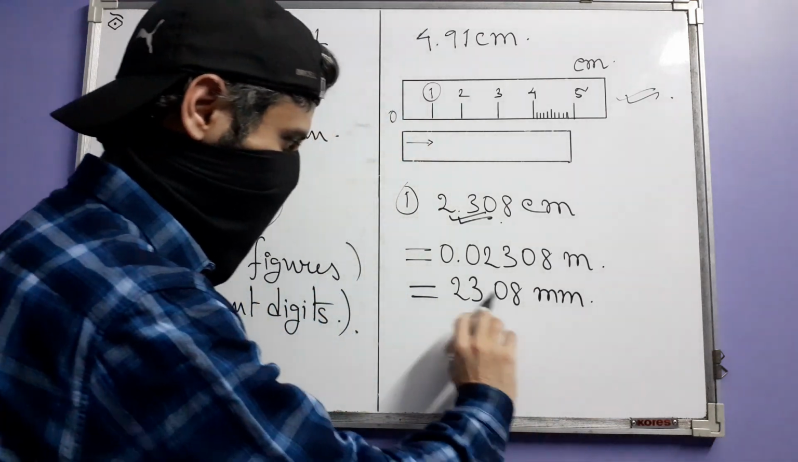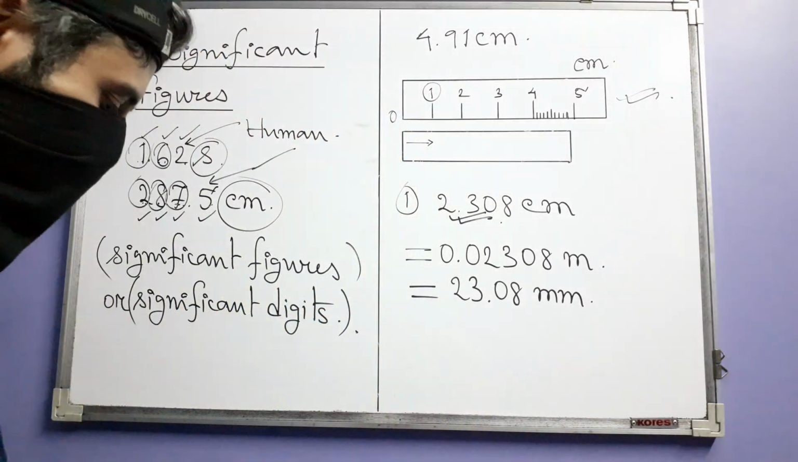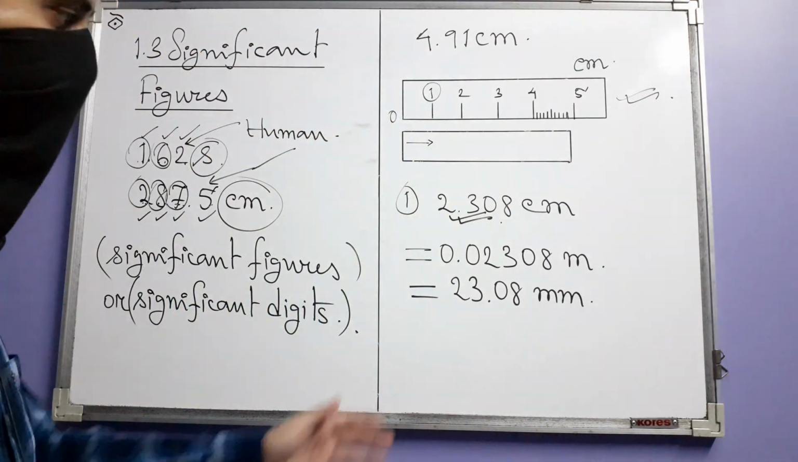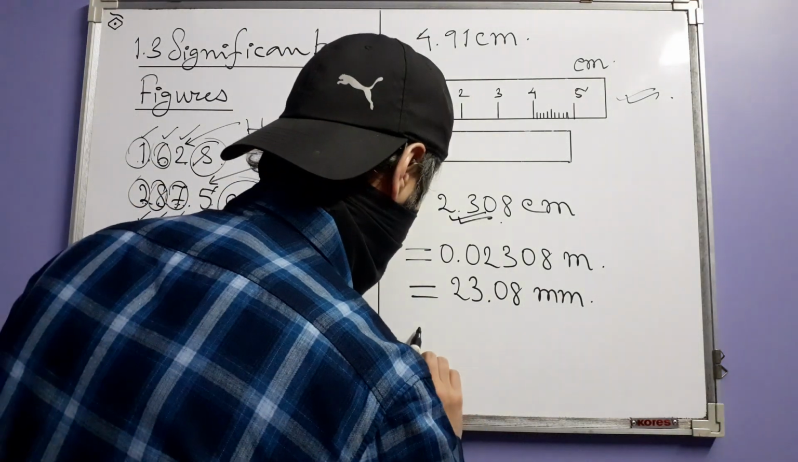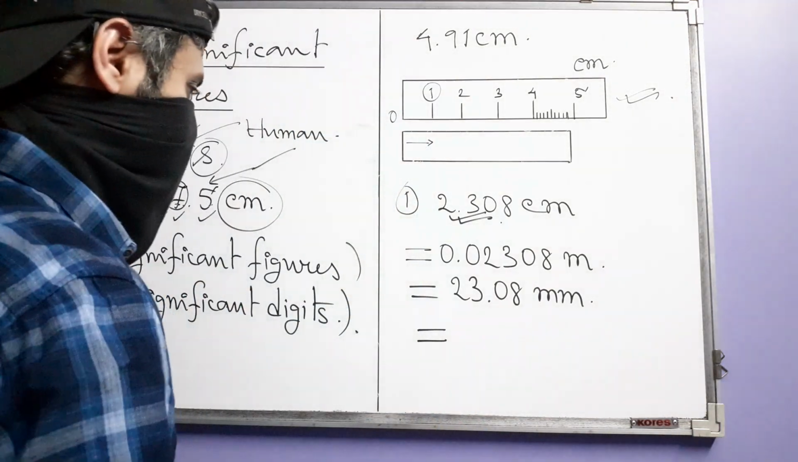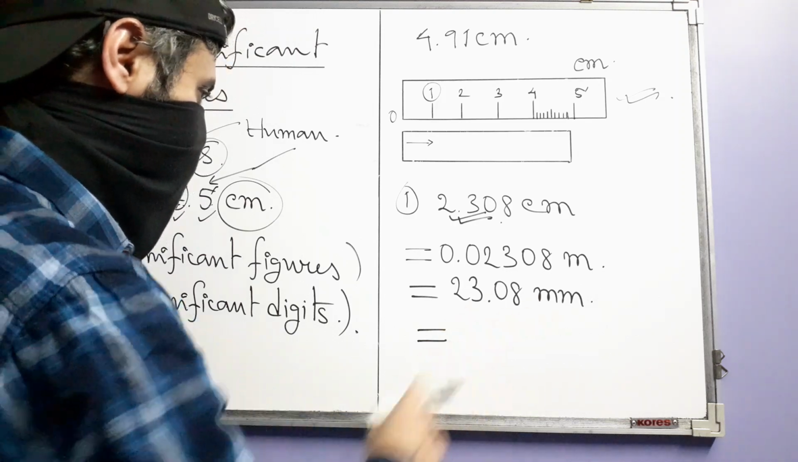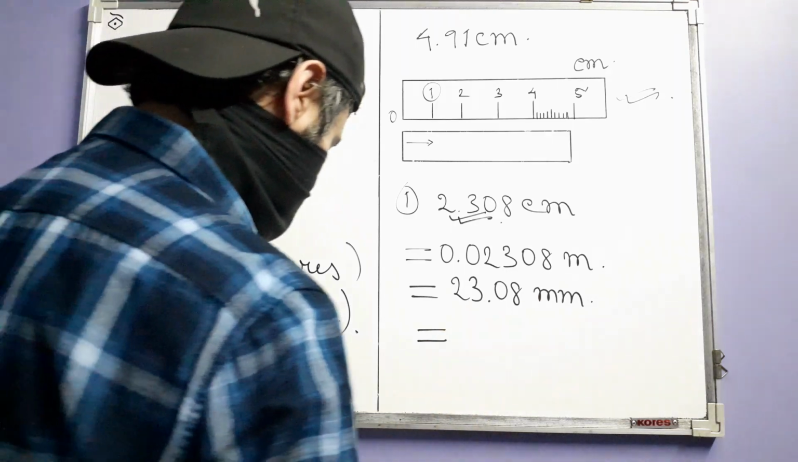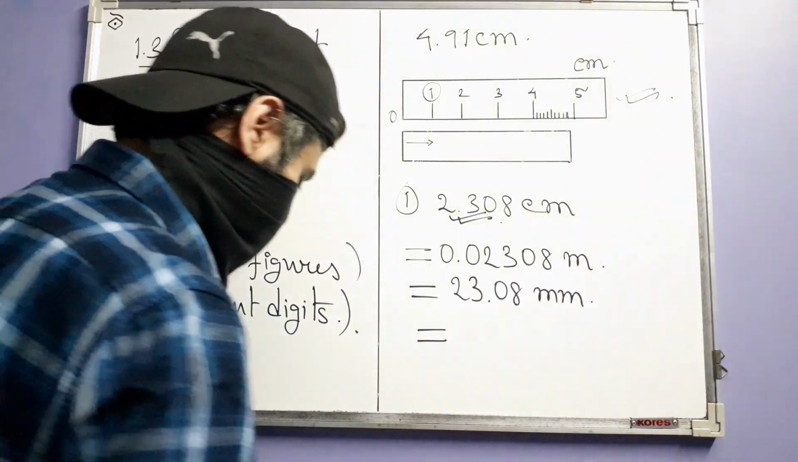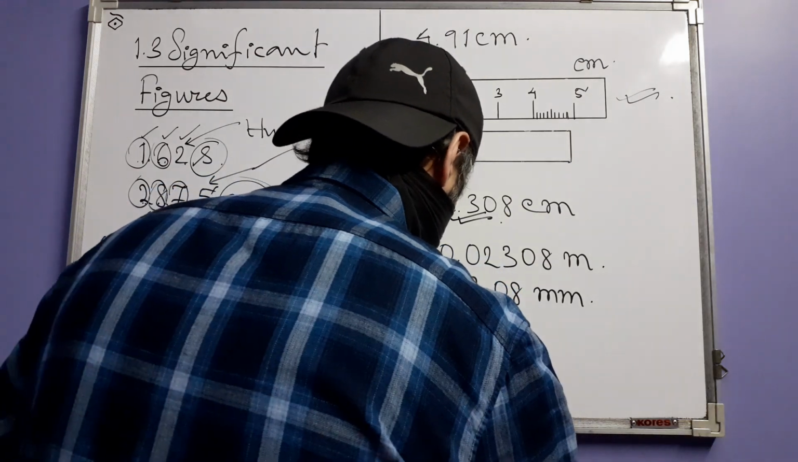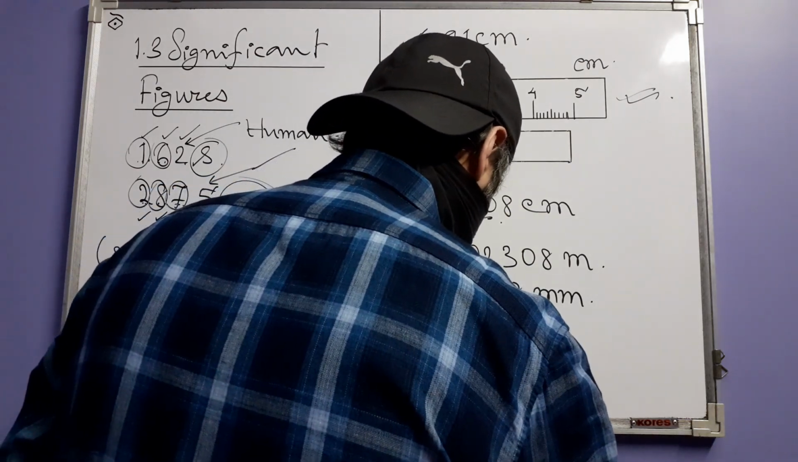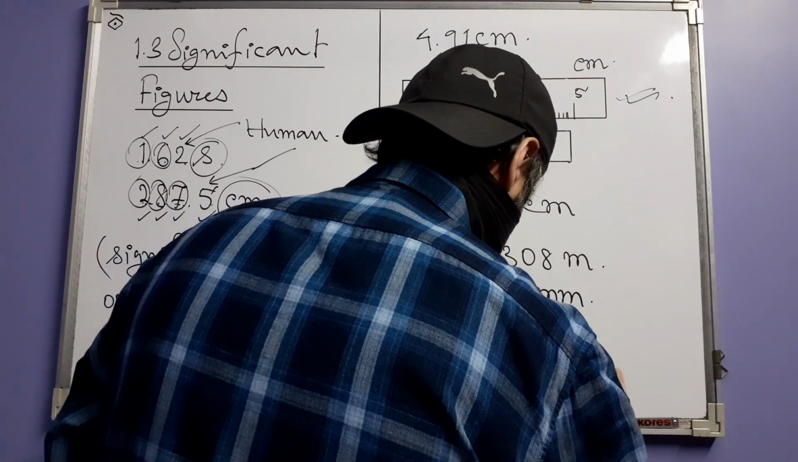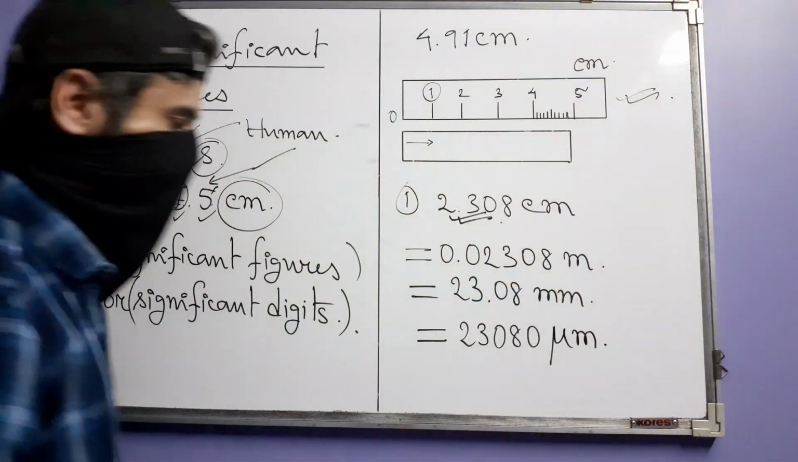Here, however, we still have 4 digits. Or you can go to micrometer also, micron. For that, you have to multiply by 1000, because it's the smaller unit. So you get this value.